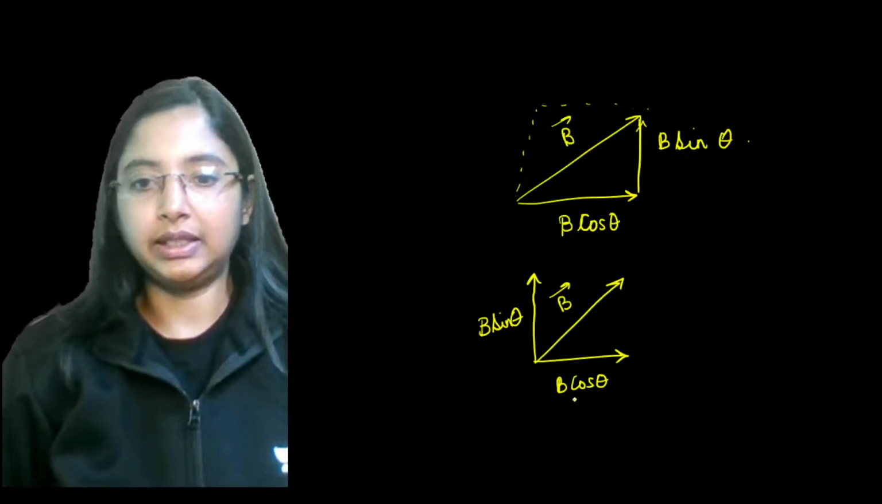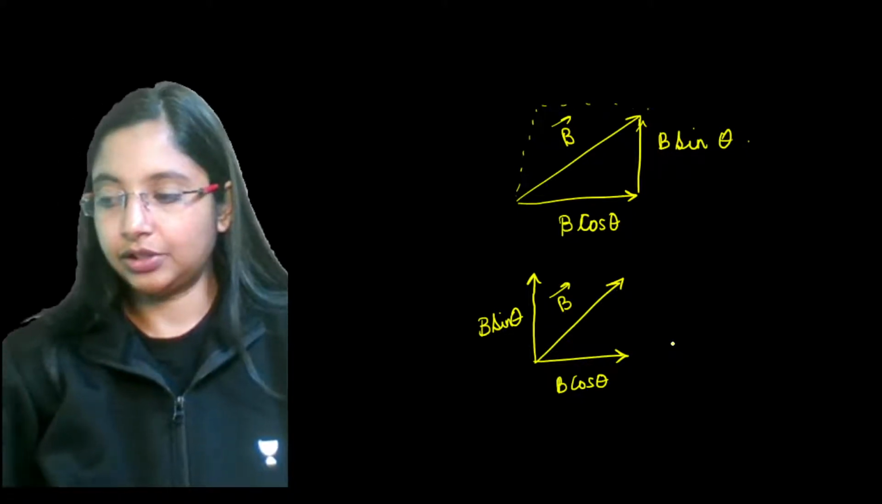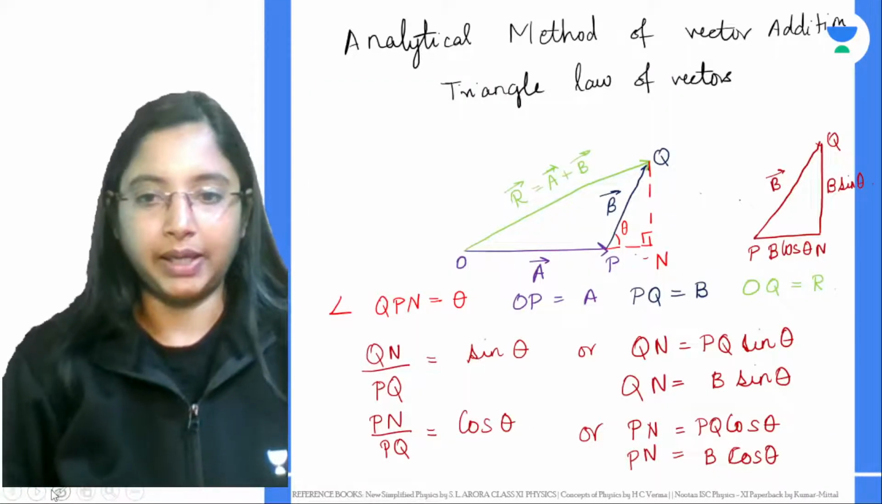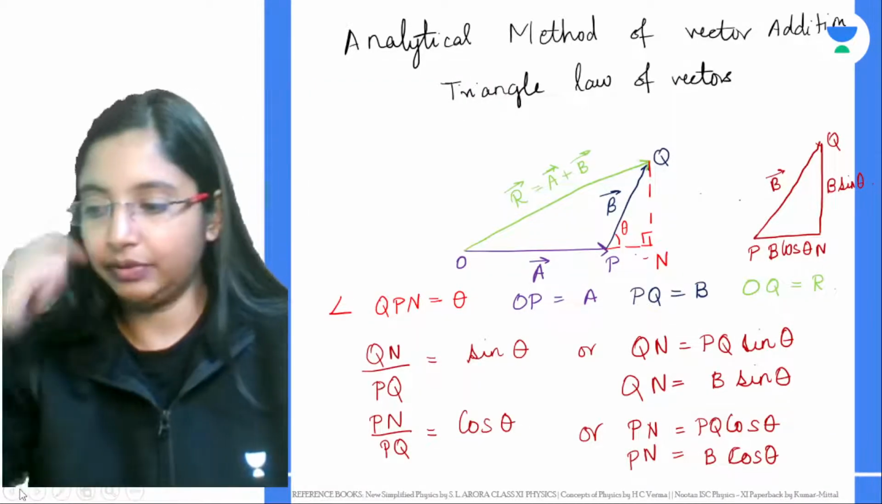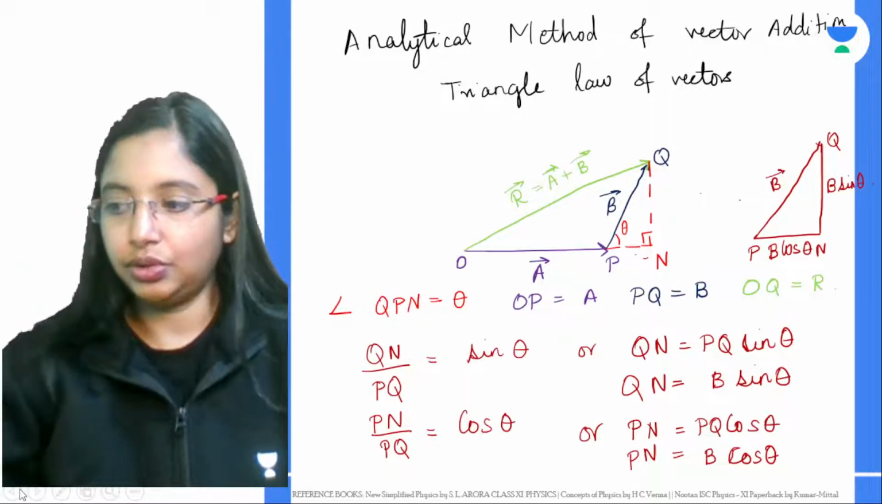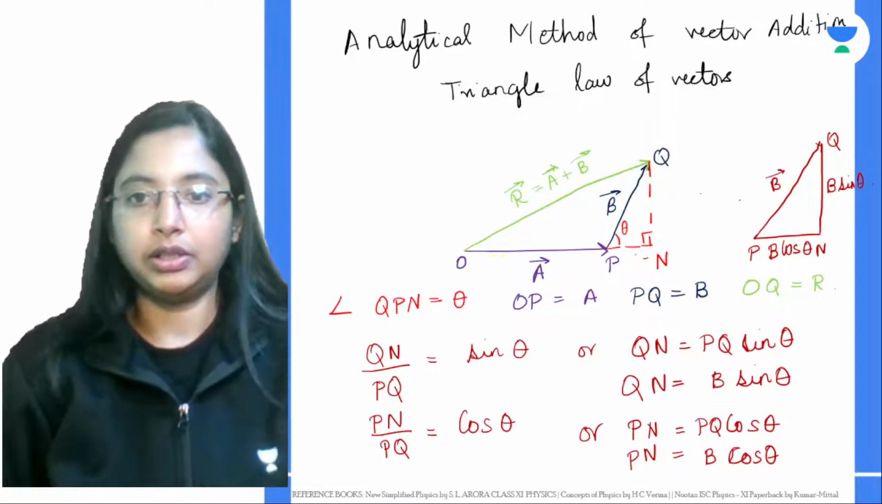This will be B sin theta, this is B cos theta, right? So I can actually do it in this way as well. Okay, now we have done one part, right? According to the analytical method, we have just done one part. Now what we are going to do is use the Pythagoras theorem on this triangle.